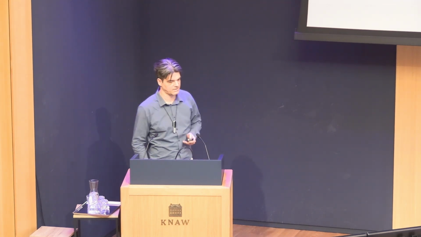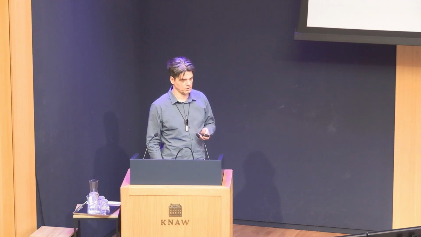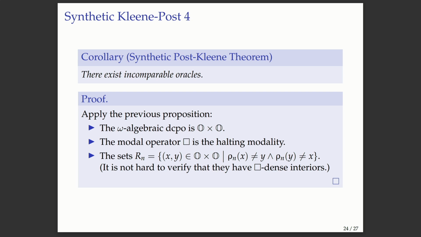So how do you get the usual synthetic Post-Kleene theorem out of it? The classical one: there exist incomparable oracles in synthetic computability. Well, we just apply this theorem. We need an omega algebraic DCPO, and we need some sets with box-dense interiors, and then their intersection. Well, they are exact. It's literally the thing we started with. Our omega algebraic DCPO is pairs of oracles, so O cross O. The modal operator is the halting modality.